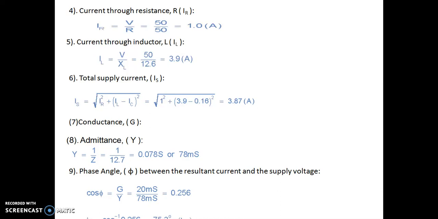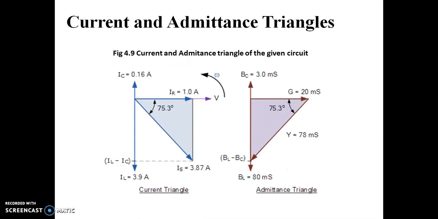So the total supply current is equal to root over IR square plus (IL minus IC) whole square, which gives 3.87 ampere. So conductance and admittance are measured, and the phase angle is found to be 0.256. Current and admittance triangle are drawn accordingly. Thank you.